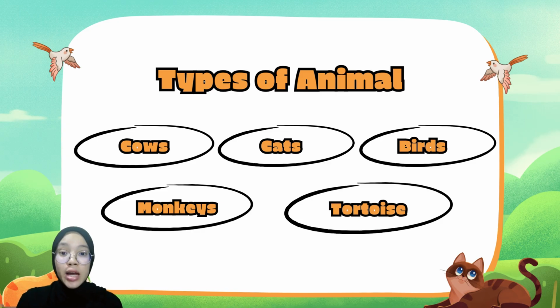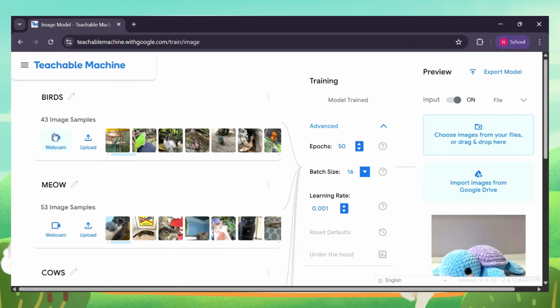Alright, so now in our group project, we use 5 types of animals such as cows, cats, birds, monkeys, and tortoise. Okay, so now I'm going to teach how to use the Teachable Machine. You can access the Teachable Machine by searching it in Google, and then you type Teachable Machine and it will lead you to this website.